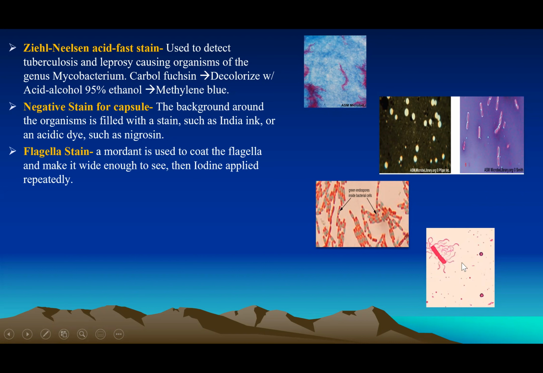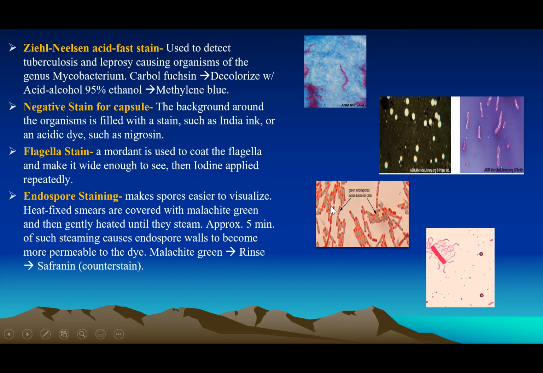For visualizing endospores, the heat-fixed smears are covered with malachite green, and then they are heated until they are steamed for 5 minutes to make the wall more permeable. Then it's rinsed off, and then the counterstain safranin is added. So we have a range of staining techniques to visualize microbes for proper diagnosis and treatment.